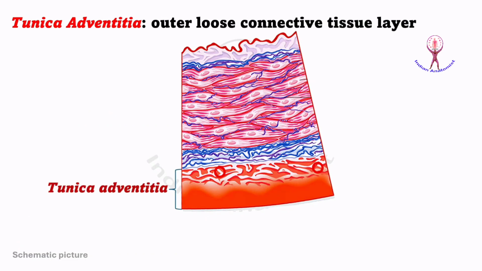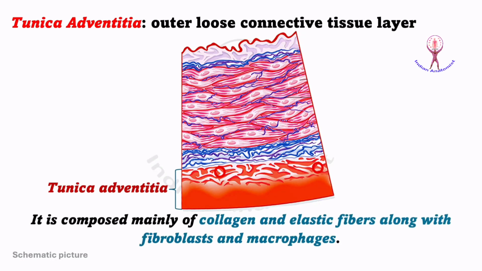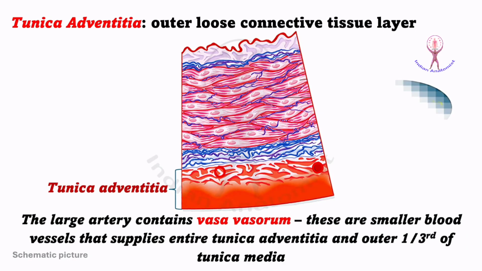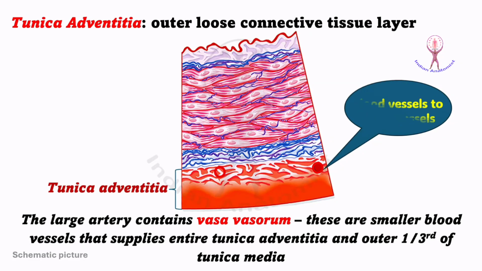Finally, how the tunica adventitia looks in a large artery. The tunica adventitia is the outermost loose connective tissue layer, composed mainly of collagen and elastic fibers, fibroblasts, and macrophages. It contains vasa vasorum, small vessels supplying the arterial wall, and nervi vasorum, sympathetic nerve fibers that regulate vascular tone. This layer merges with the surrounding connective tissue.